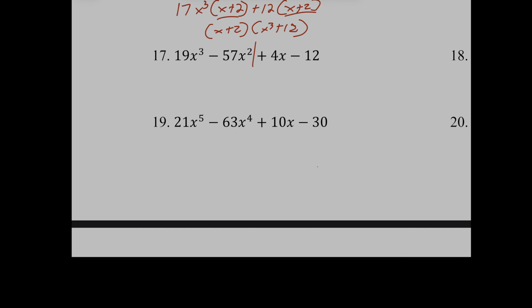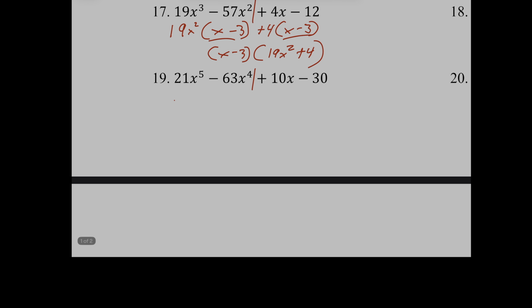17. 19 and 57. I bet you 19 will go into 57, and it will. It'll go in 3 times. 19x squared. How about that? X minus 3. Here I can pull out a positive 4 and also get an x minus 3. And look at that. My x minus 3s are the same. I love it. And I'm left with a 19x squared plus 4. Boom.